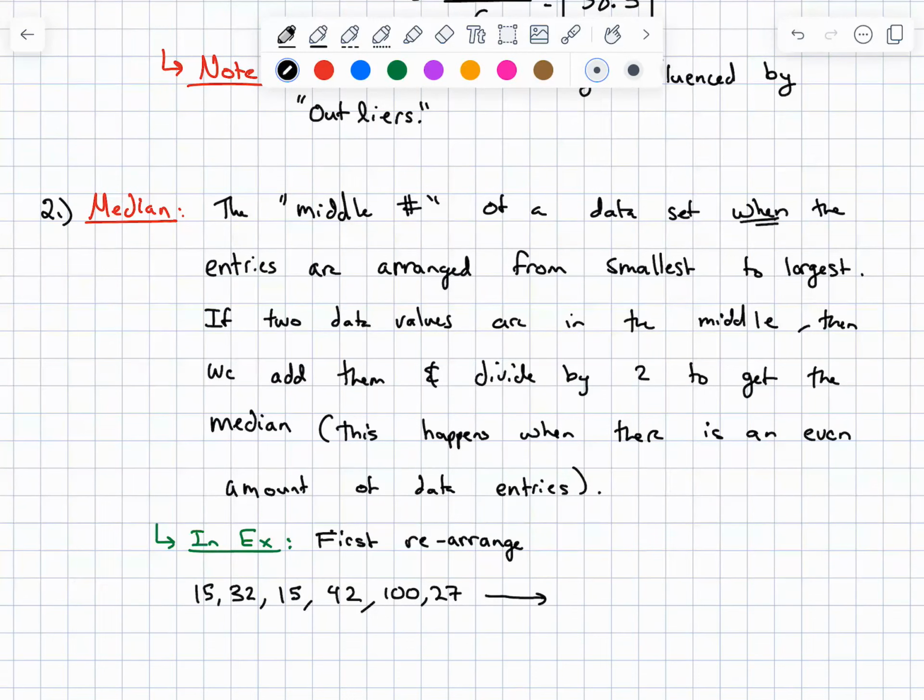So 15 is the first one I see, underline that, and then 15 there. The next largest number is 27. Got that. Next largest number is 32. The next largest number is 42, and then 100.